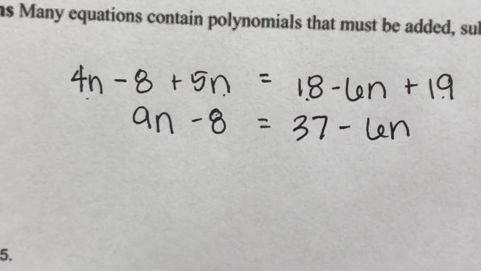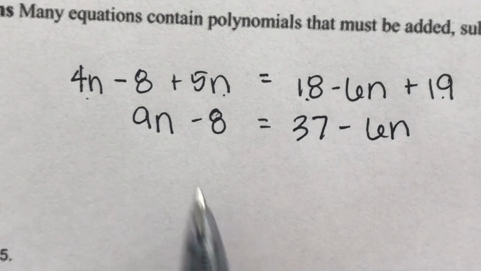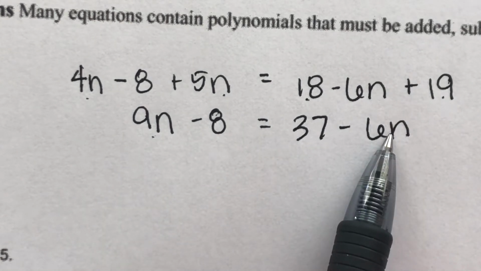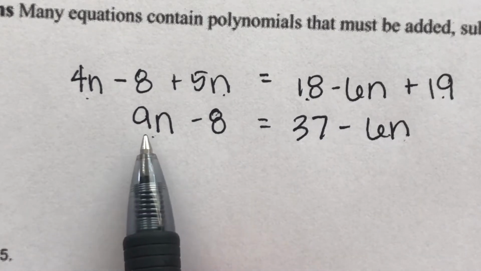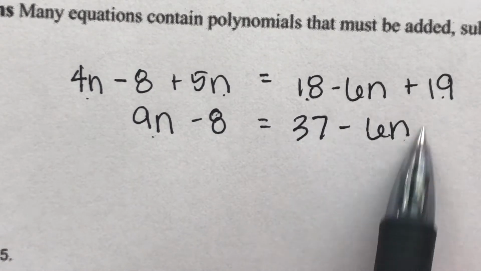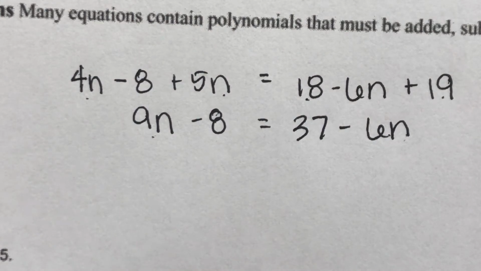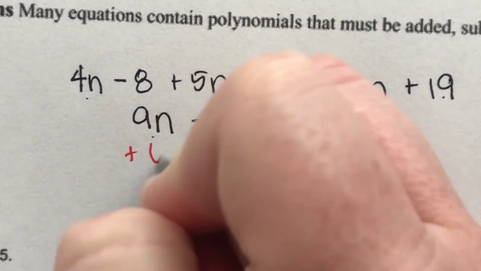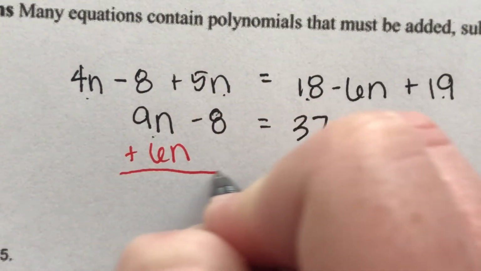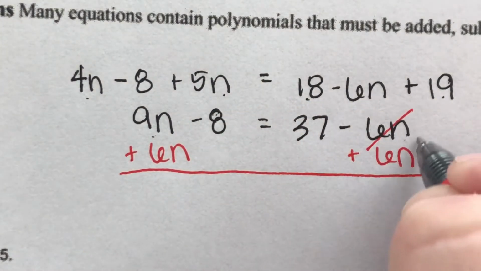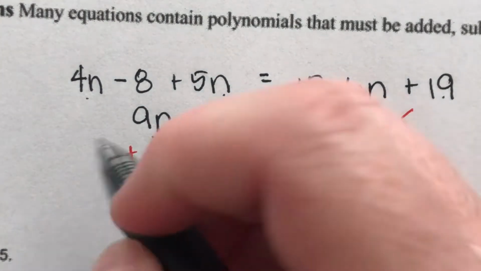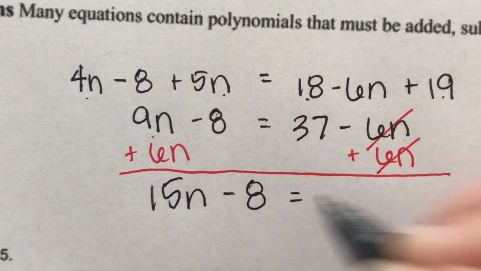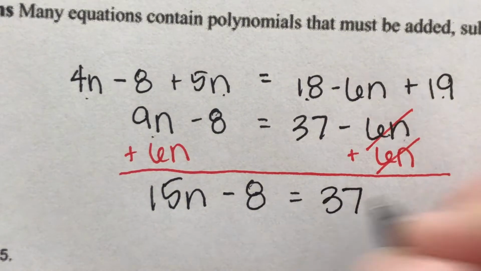So I'm solving for n. That's how we solve an equation. So I need to get n on one side. So I need to get rid of the smallest n variable out of 9n and negative 6n. Negative 6n is smaller. So to cancel it out, I'm going to add 6n. And whatever I do on one side, I got to do to the other. You guys know. Okay, and then 9n and 6n is 15n minus 8 equals 37.